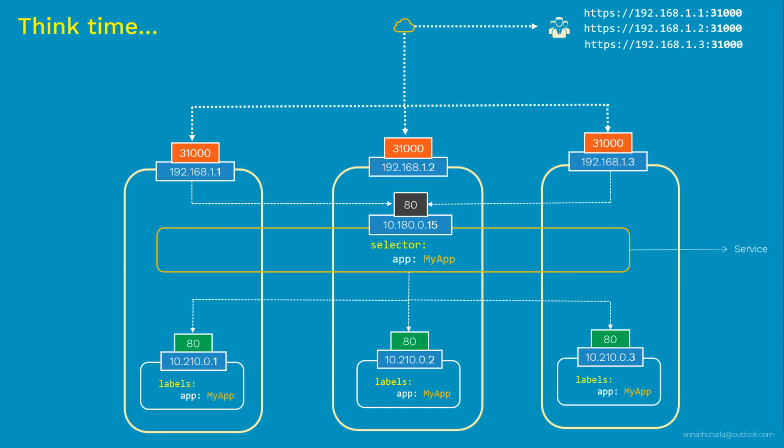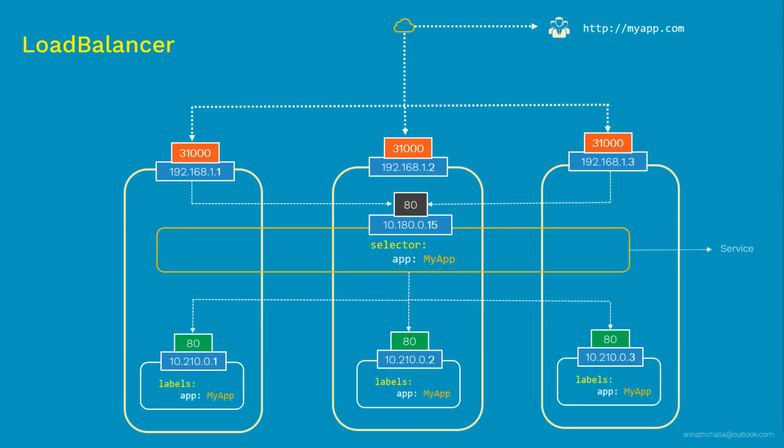So let me ask you a couple of questions here. If you had to provide access to the end users, which node IP will you provide? Next, are these end users comfortable using IP and port numbers to access this app? And finally, how is the traffic balanced equally among all nodes inside the cluster? That's where load balancer comes into the picture.